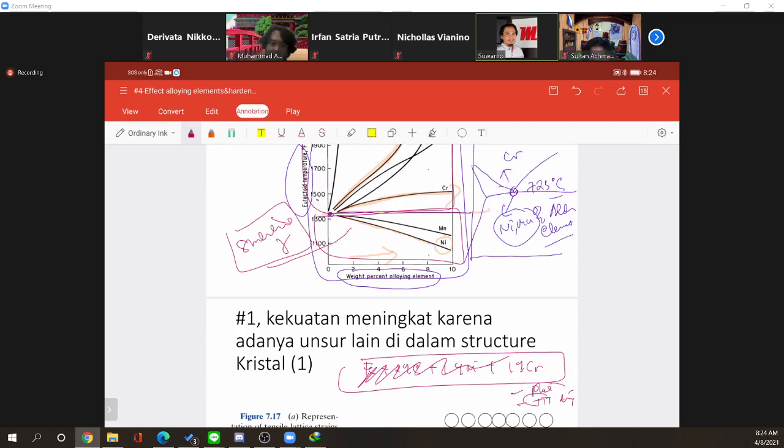So the best way to guide us into the modification of microstructure is actually the phase diagram and the TTT diagram. So these two things. That's actually the answer. Okay, Sir. Thank you.